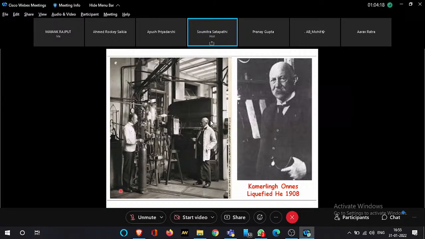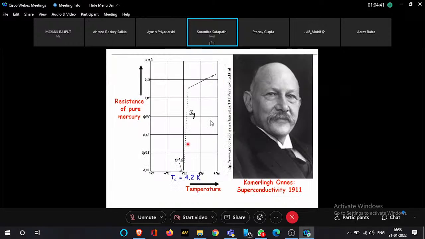Now the first person who started these things was Kamerlingh Onnes in 1908. He was able to cool helium to near 4 Kelvin. For that, he got the Nobel Prize. From then onwards, as I said, millions of scientists are working on how to cool materials, because that will give you new types of understanding of materials. And that gives you the fifth state of matter.